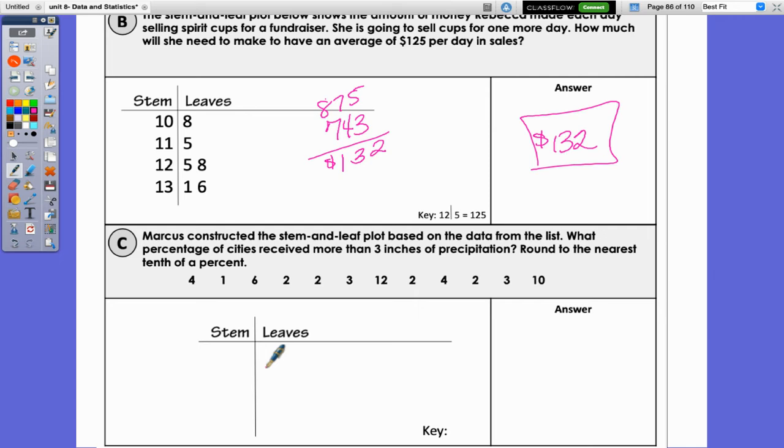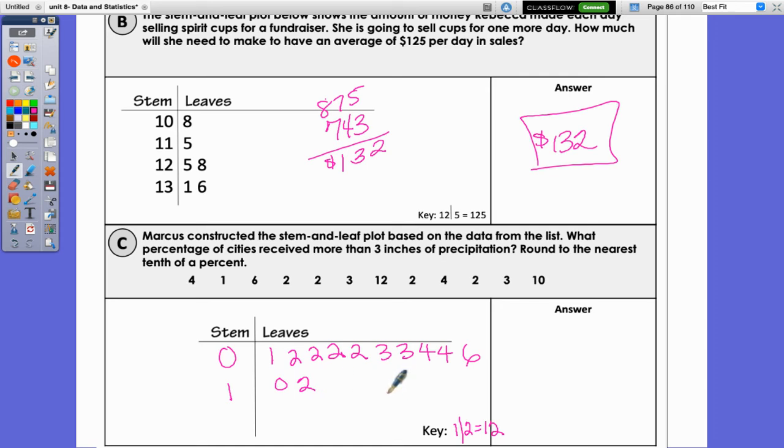Okay, we're going to do letter C, and then the rest of this we'll work on in class. Okay, Marcus constructed the stem and leaf plot based on the data in the list below. What percentage of cities received more than 3 inches of precipitation? Round to the nearest tenth of percent. So we need to create our stem and leaf, and then my key is 1 line 2 equals 12. So I have 1, 2, 3 twos, 4 twos, a 3, a 3, a 4, a 4, a 6, and then my 10s are 10 and 12.